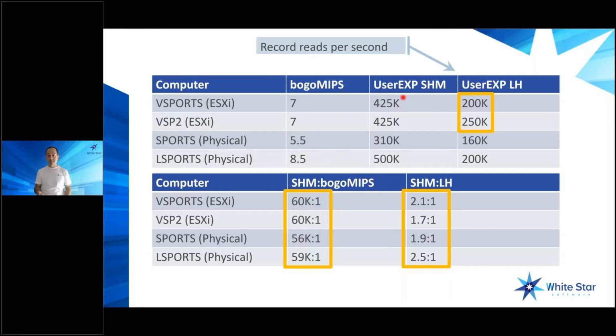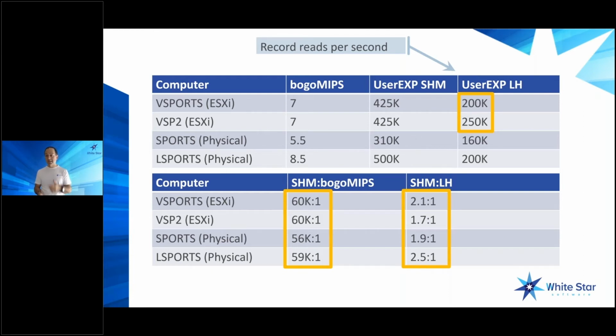And that shows up here in this user experience shared memory. Our expectation is that shared memory correlates quite well with the BOGO MIPS, and you'll see that that's true as we go through the various tests. The two virtual machines can both do around 425,000 reads per second in shared memory. My desktop can do 300, and my laptop can do 500,000.